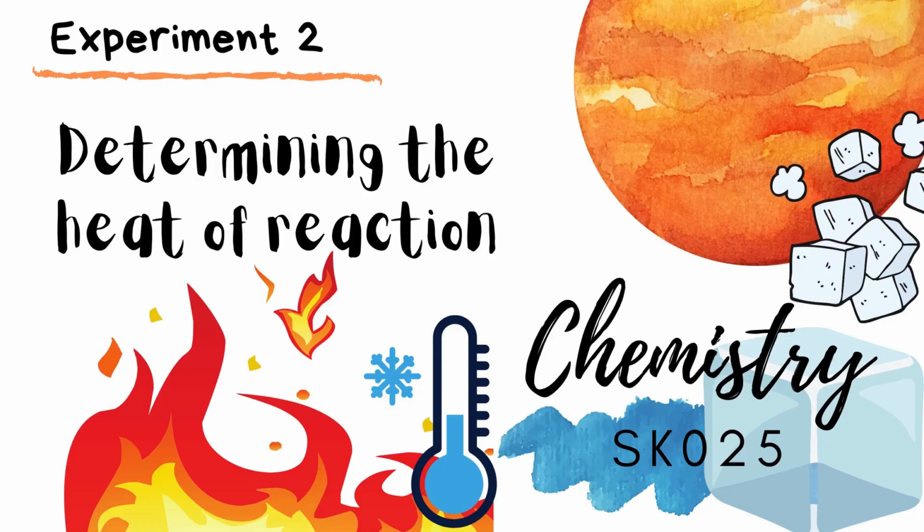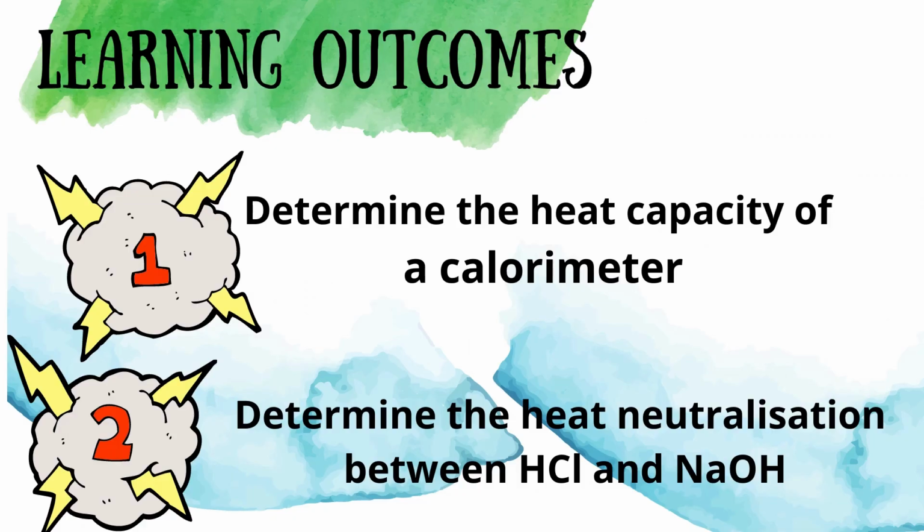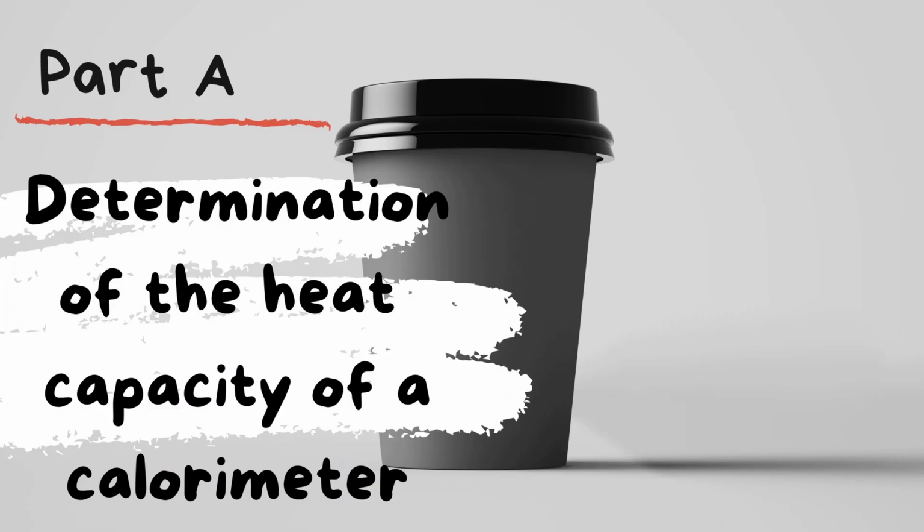Experiment 2, determining the heat of reaction for chemistry SK025. There are two learning outcomes for the experiment. First is to determine the heat capacity of a calorimeter, and second, to determine the heat of neutralization between hydrochloric acid and sodium hydroxide. Part A, determination of the heat capacity of a calorimeter.